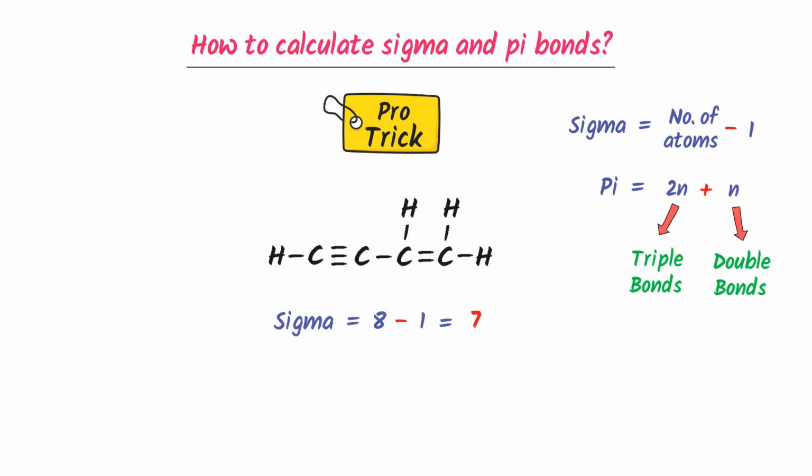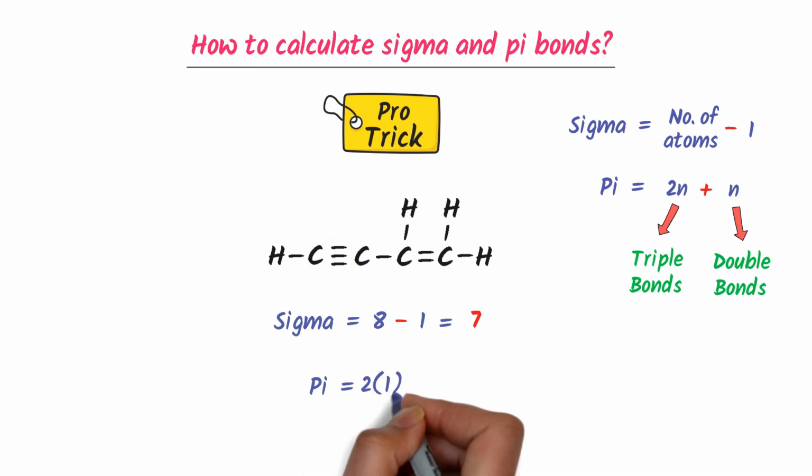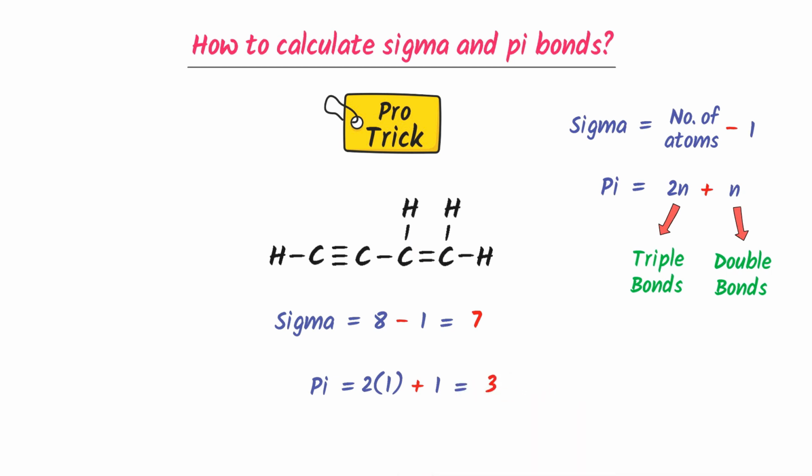On the other hand, pi bonds in a molecule is equal to 2n plus n. Now there is one triple bond, I write 2n to 1 plus there is also one double bond, I write 1. So I get 2n to 1 plus 1 is equal to 3. Thus there are 3 pi bonds present in this molecule. So there are 7 sigma bonds and 3 pi bonds present in this molecule.